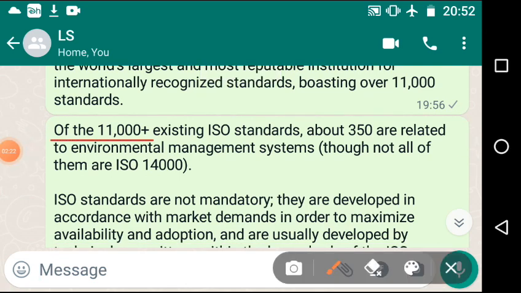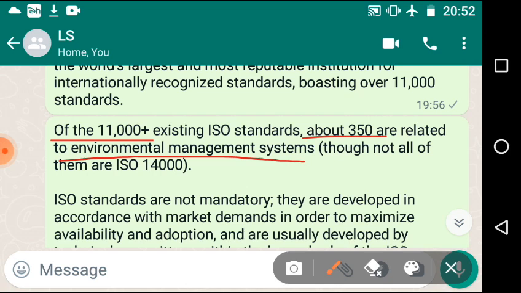Now within this 14,000 standard family, there are subsections also, like 14,001, 14,002, and each ISO standard mentions what type of things have to be controlled and regulated separately.